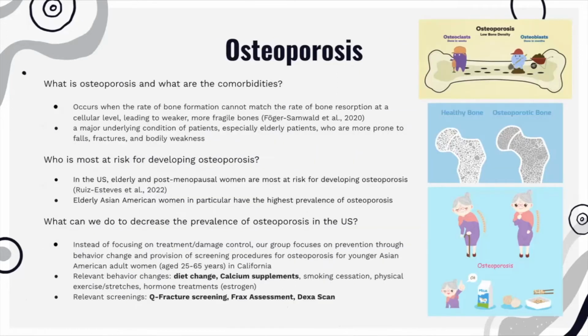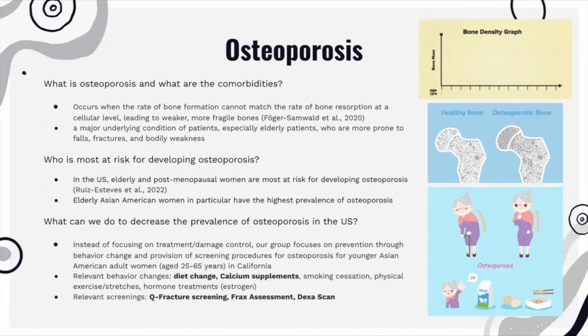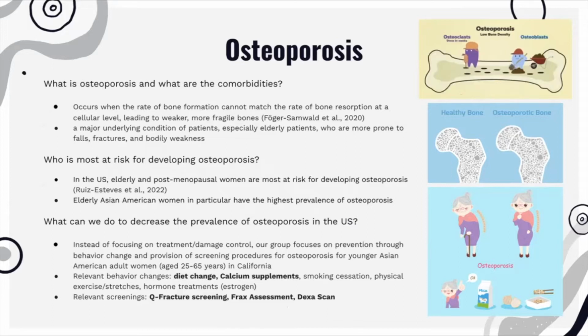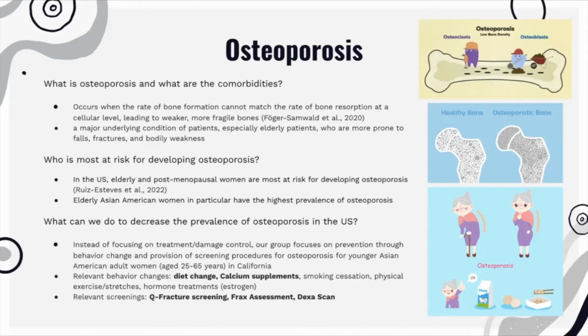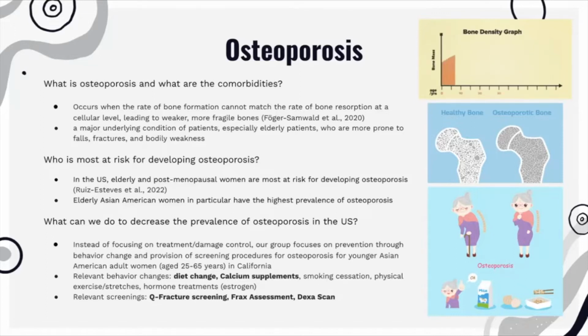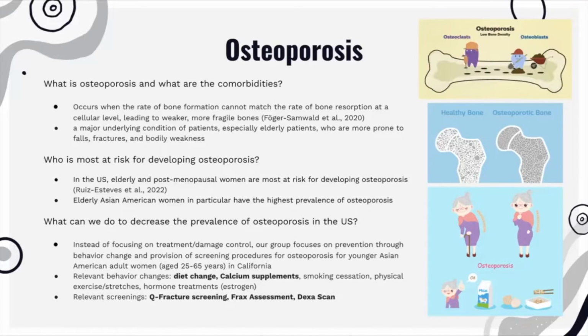The term osteoporosis describes porous, low-density bones, which result when the rate of bone growth can't keep up with the rate at which calcium is metabolizing out of the bones at a cellular level, leading to weaker, more fragile bones. This is especially disastrous for elderly patients who are on average more prone to falls, fractures, and bodily weakness. In the US, it's the elderly and postmenopausal women most at risk for developing osteoporosis, with elderly Asian American women at the top of that list.